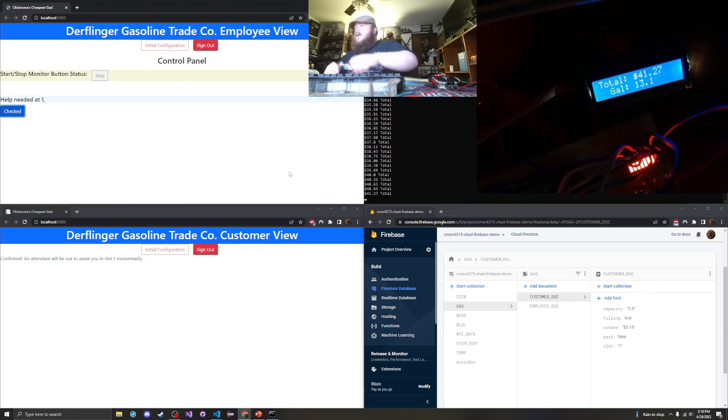We're almost filled up. I think that $41 is adequate. So let's go ahead and stop this. Aha! So we have manually stopped the system at $43.47 at 13.8 gallons.